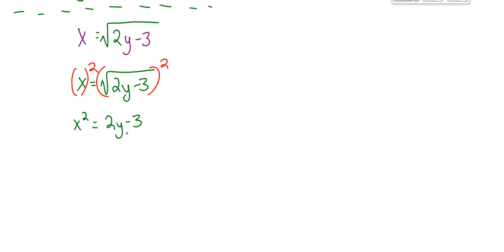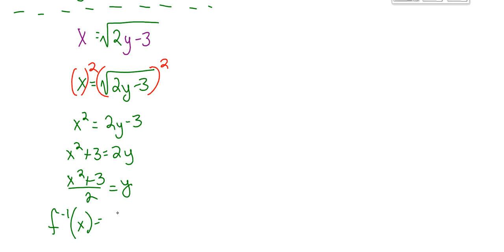I want to get this y alone. I'm going to add 3. x squared plus 3 equals 2y. I'm going to divide by 2. So (x squared plus 3) divided by 2 equals y. And then I'm just going to flip those, and say f inverse of x equals (x squared plus 3) divided by 2.